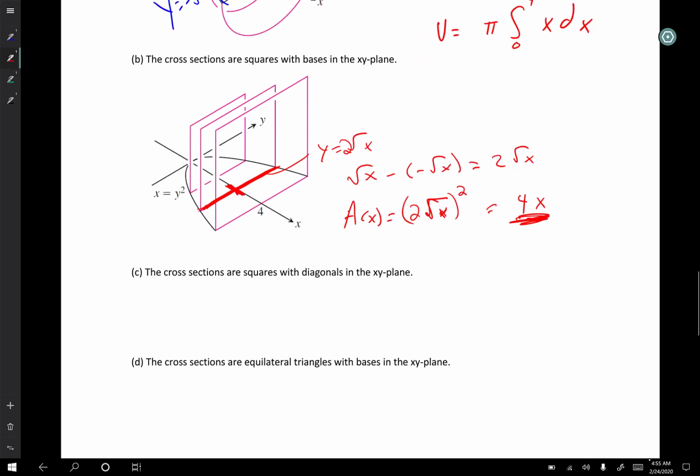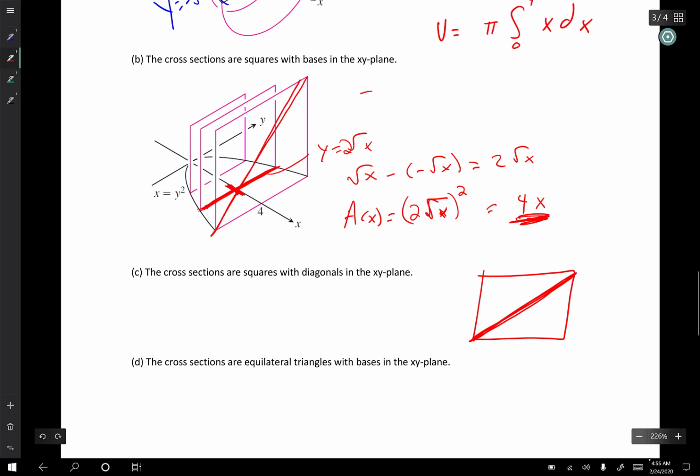The cross-section of squares with diagonals in the xy plane. All right, so the diagonals are in the xy plane. So that means this distance here. So let's think about it, guys. The diagonals, so here's my diagonal. It looks similar to it, but this point here is going to be coming out. This diagonal is going to be on the base of this parabola, and this point is going to be at the highest point coming out of the board. So that means this distance is 2 square root of x.